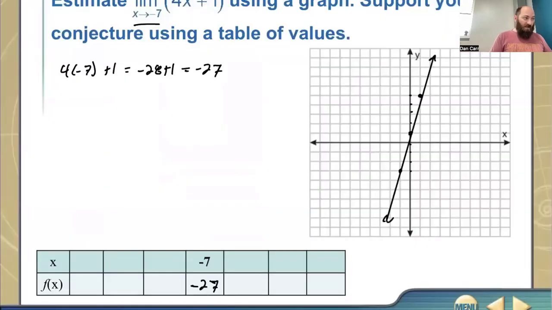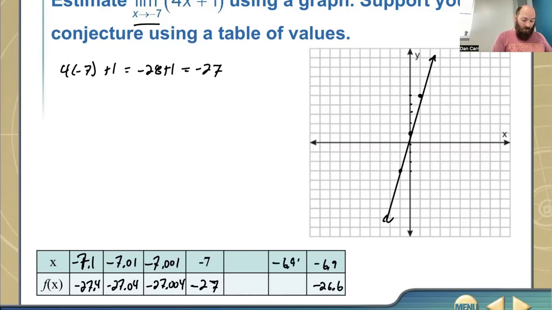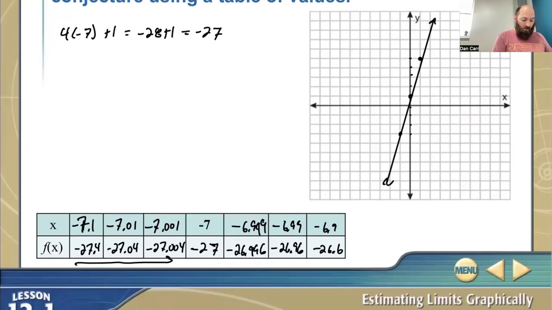So again, it was -7.1, -7.01, -7.001, giving -27.4, -27.04, -27.004. From the other side, -6.9 was -26.6, -6.99 was -26.96, and -6.999 was -26.996. Again, the key here is that as we approach from both directions, we are getting closer and closer to -27.